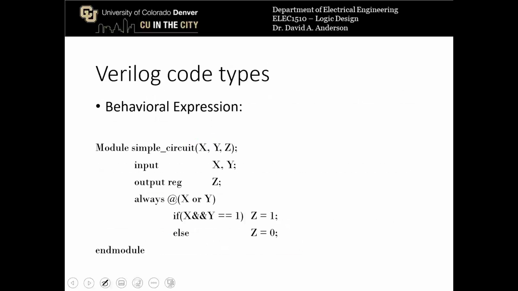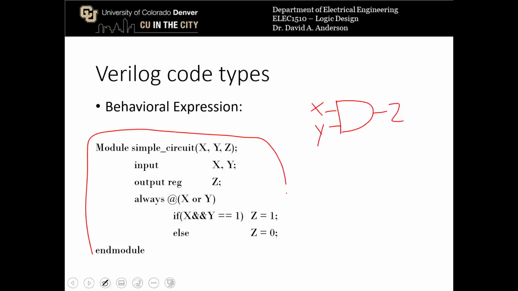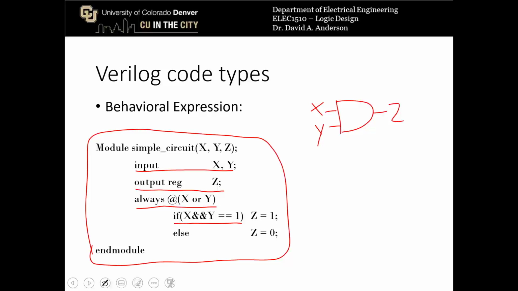So the behavioral expression in Verilog for the same logic function, x and y into an AND gate and z at the output of an AND gate, looks like this. We declare our inputs x and y, we declare our output reg to be z, and then we say always at symbol x or y, meaning that x or y can change, and that will produce a change at the output. Then if x and y are equal to 1, z is going to be equal to 1, else z is going to be equal to 0.